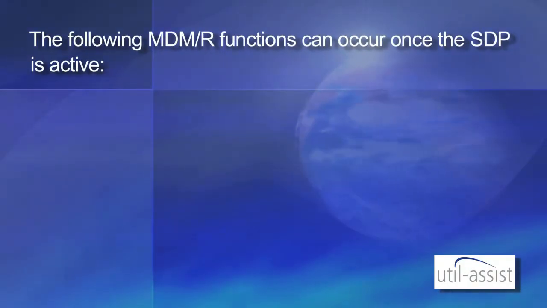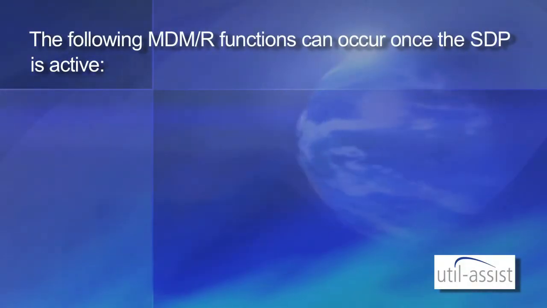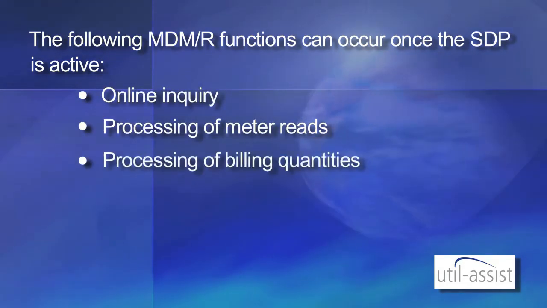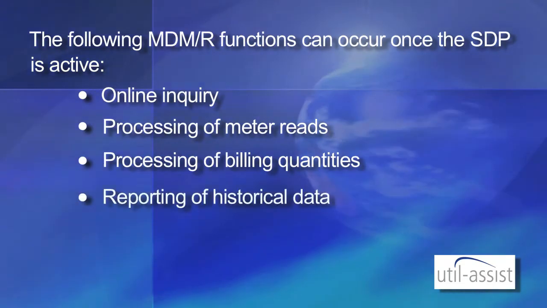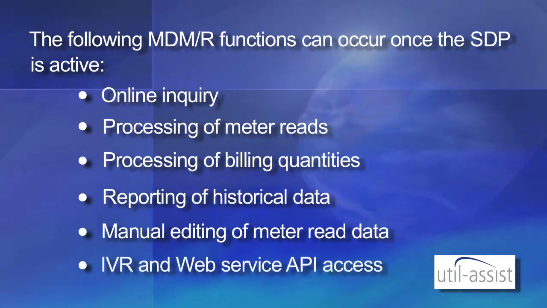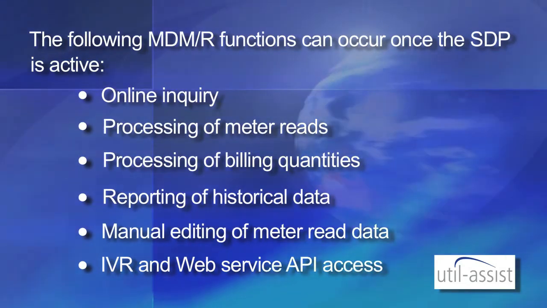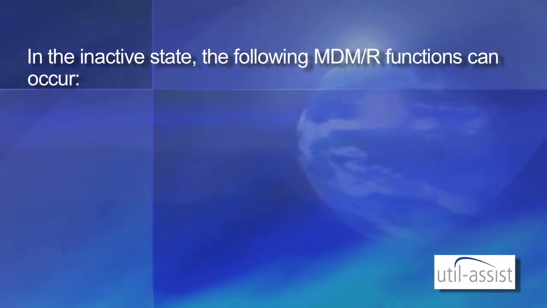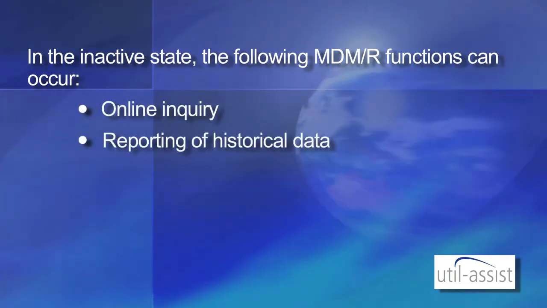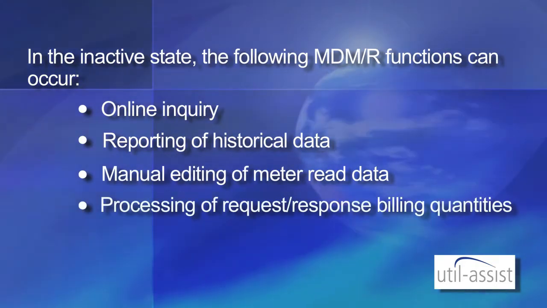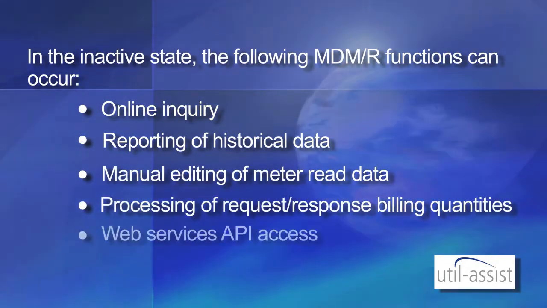The following MDMR functions can occur once the SDP is active: online inquiry, processing of meter reads, processing of billing quantities, reporting of historical data, manual editing of meter read data, IVR, and web service API access. In the inactive state, the following MDMR functions can occur: online inquiry, reporting of historical data, manual editing of meter read data, processing of request response billing quantities, web service API access.